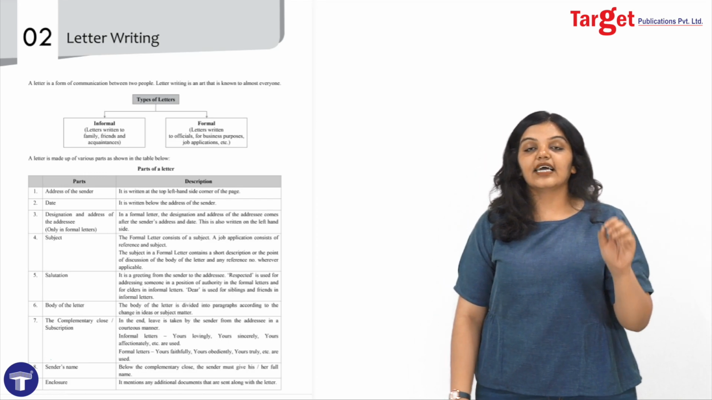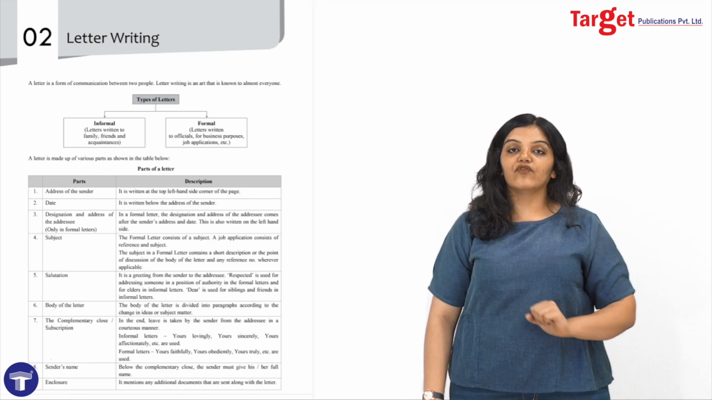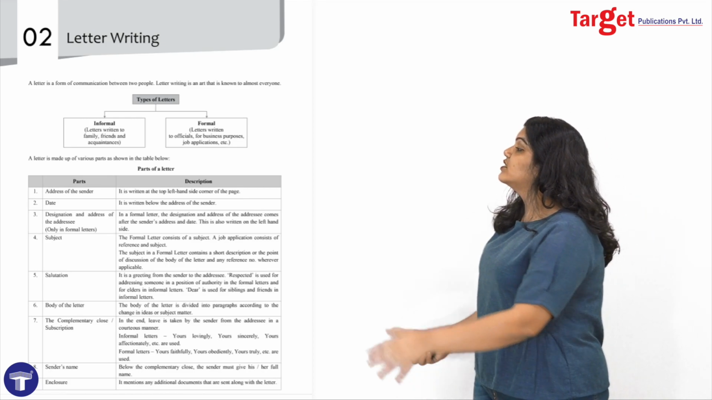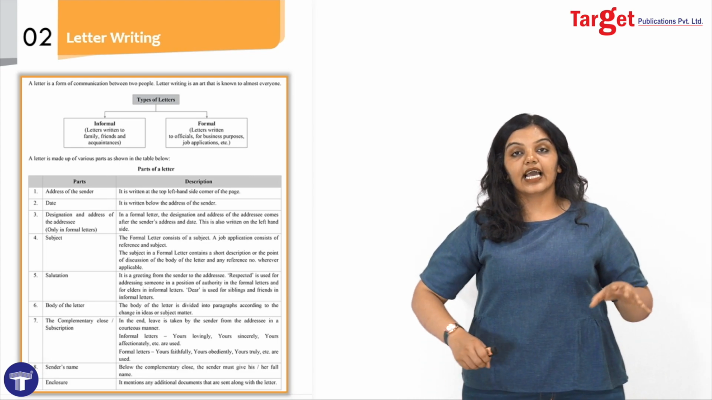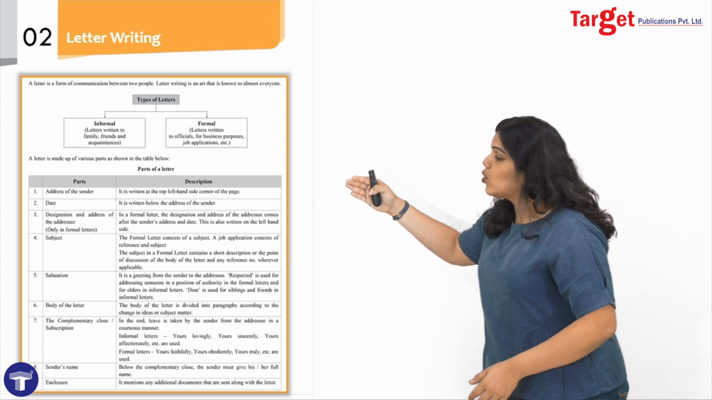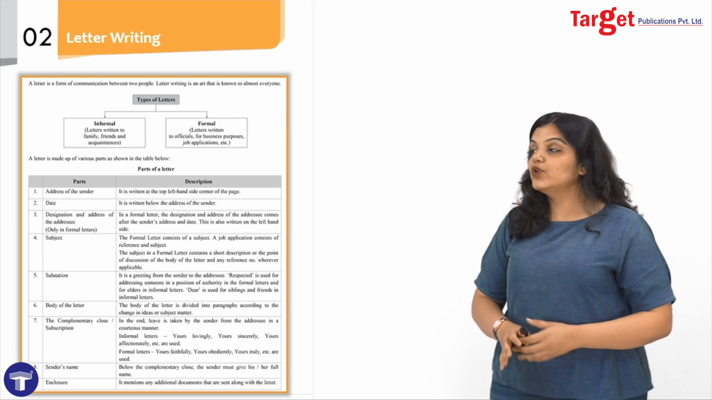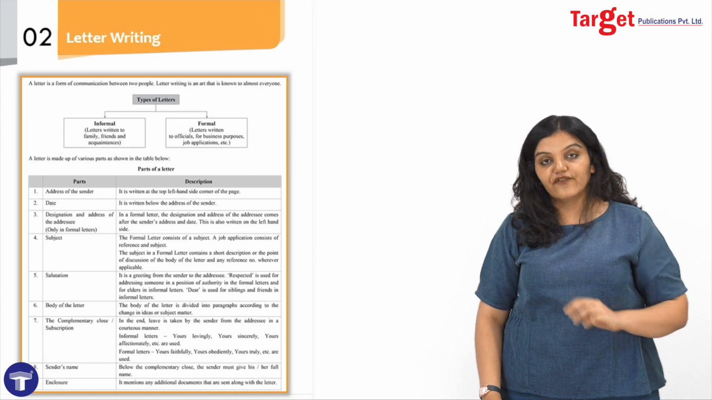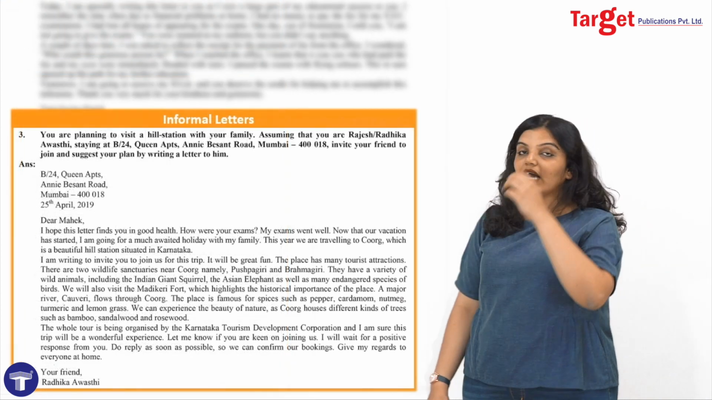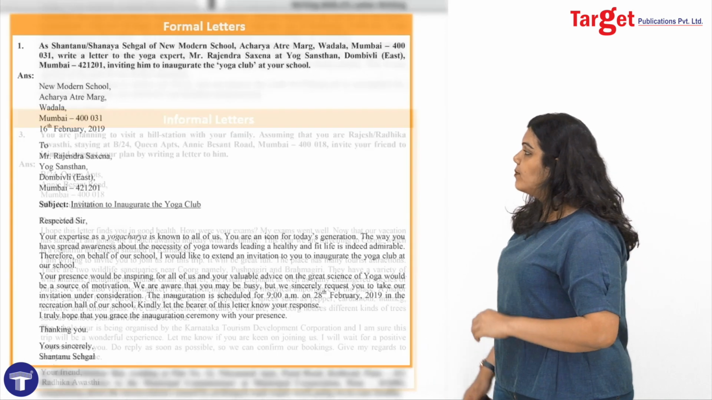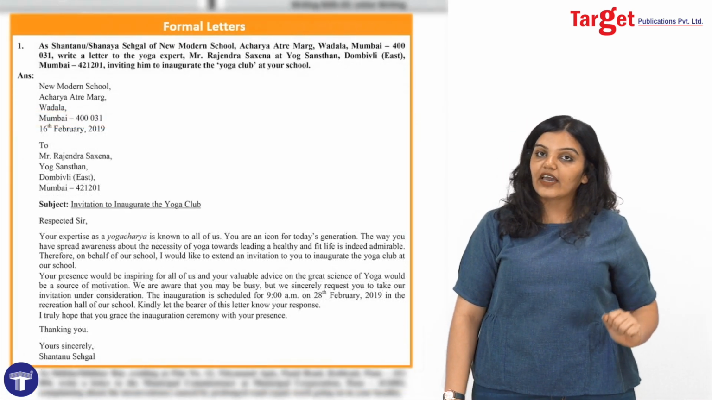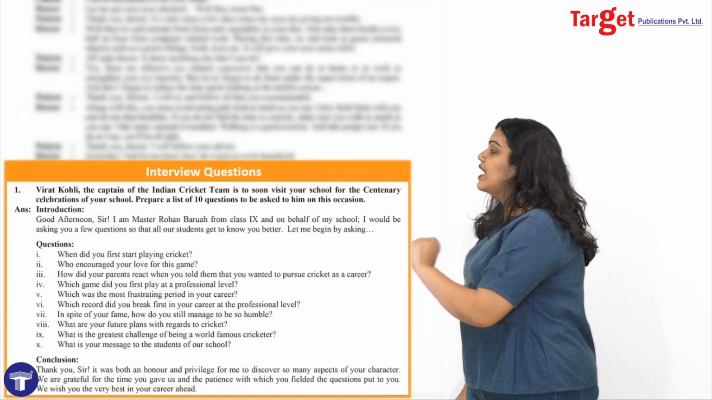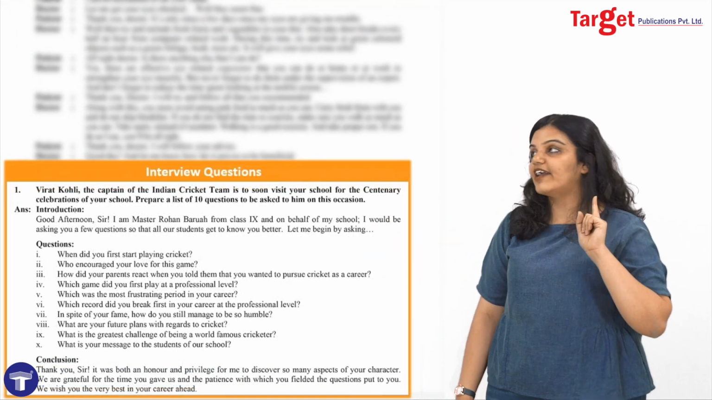Now, at the offset, I would like to say that not only do we provide the formal and the informal letters, as you know, we also give you this extra bit of information that helps you understand what each part of the letter should be. So we have given you this extra piece of information to help you write the letter in the first place. Now, besides that, of course, we have included informal letters and formal letters to help you tackle question 5A for 5 marks. And of course, we have the dialogue writing examples and the interview questions to tackle question 5B.